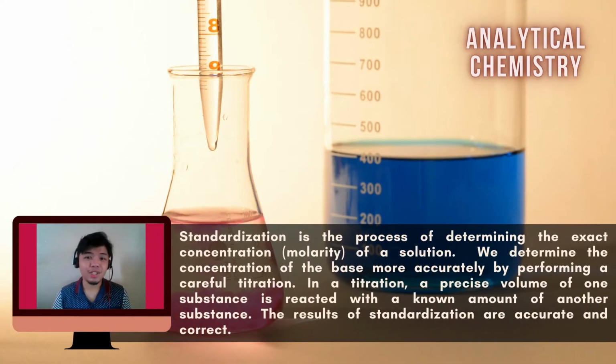What do we mean by standardizing the solution? Standardization is the process of determining the exact concentration or molarity of a specific solution. We determine the concentration of the base more accurately by performing a careful titration. In a titration, a precise volume of one substance is reacted with a known amount of another substance. Titration is one of the typical analytical procedures often used in standardization. It is an essential process in chemistry as it gives transparent and reliable results. The results of standardization are, of course, accurate and correct.